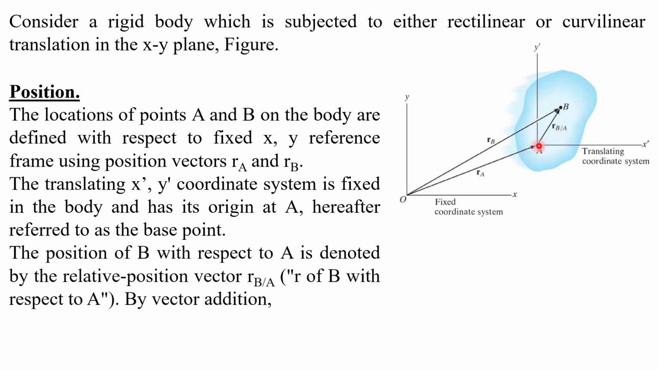This point A. The position of B with respect to A is denoted by the relative position vector, which we call R of B with respect to A. By vector addition, RB will be RA plus R of B with respect to A. So RB will be RA plus R of B with respect to A.